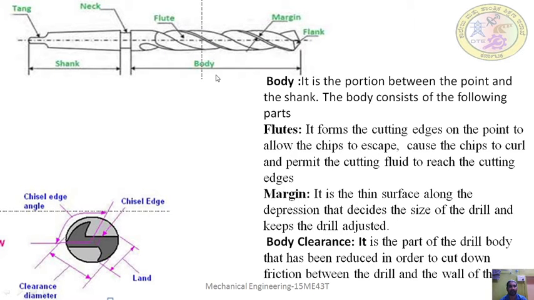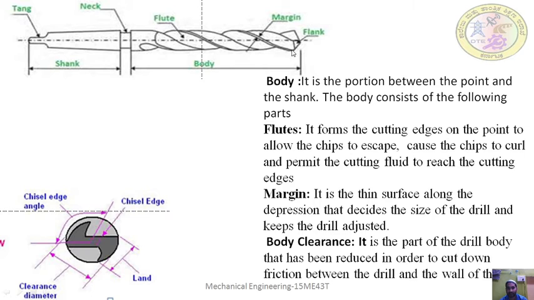Next is the body. You can see the portion between the point and the shank. So this is the point, and this is the shank. The portion between this shank and this point is where the cutting edges, angles, margins, flutes, everything is designed. That portion is called the body.